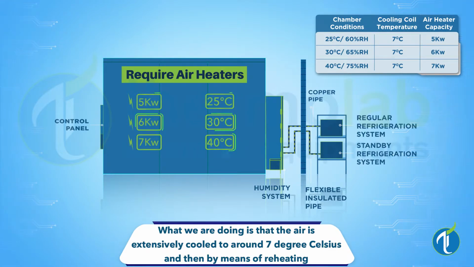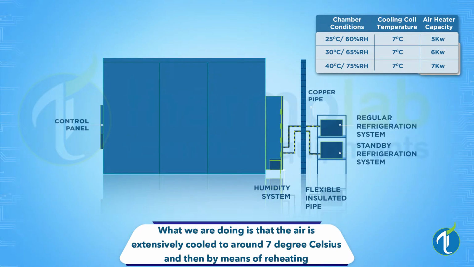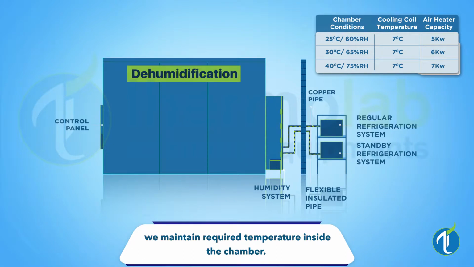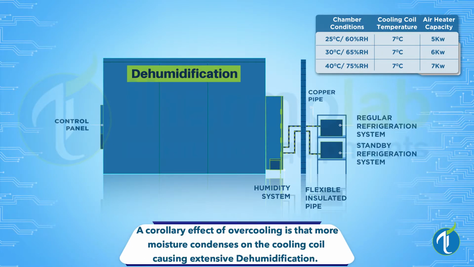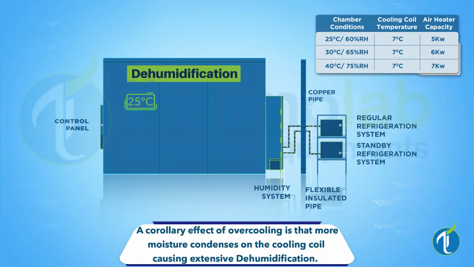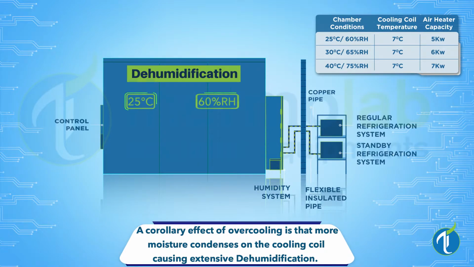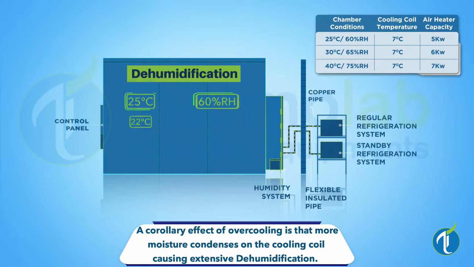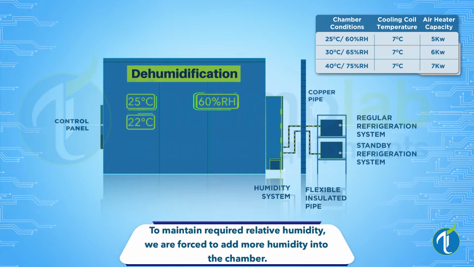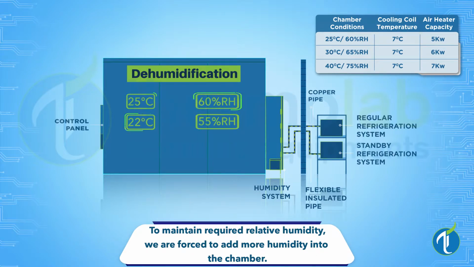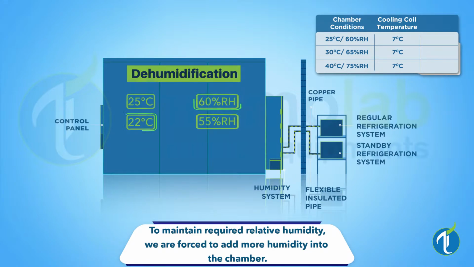We do extensive cooling and then by means of heating, we control the temperature. When there is extensive cooling, there is extensive dehumidification going on. For example, if this air-conditioned room is set at 25 degrees, the humidity in this room will be around 60% RH. If you set the temperature at 22 degrees Celsius, the humidity will further drop down to 55% RH. In our unit, we are doing extensive cooling, resulting in extensive dehumidification.